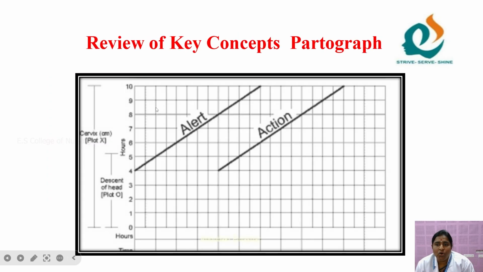Next, the key concepts of partographs, that is mainly, already we discussed, alert line and action line. The cervical dilatation is marked as X, and descent of the fetal head is plotted as a circle. Then hours, you know that the first stage of labor is 12 hours. So 1 hour you have to mark here. And time, for example, if the patient is coming with 4 centimeter dilatation at 8 o'clock, 8 a.m., means you have to start the time of 8 a.m. Not the time the patient's pain started, at 8 p.m. That should not be marked here. So this is very important.